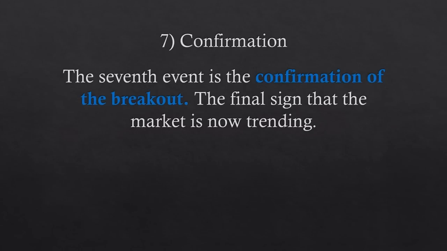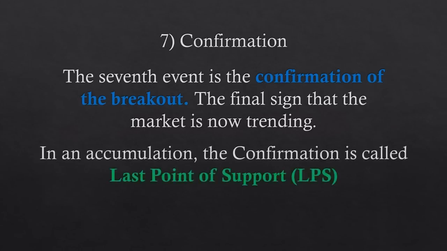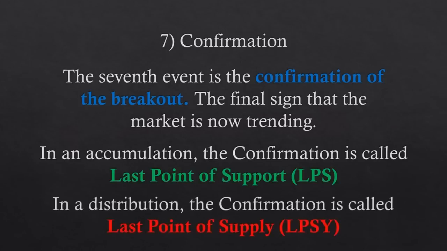In the case of an accumulation, the breakout of the range is called sign of strength or jump across the creek. The seventh event, the confirmation, is called the last point of support. In the case of a distribution, the breakout of the range is called sign of weakness or fall through the ice. The seventh event, the confirmation, is called the last point of supply.